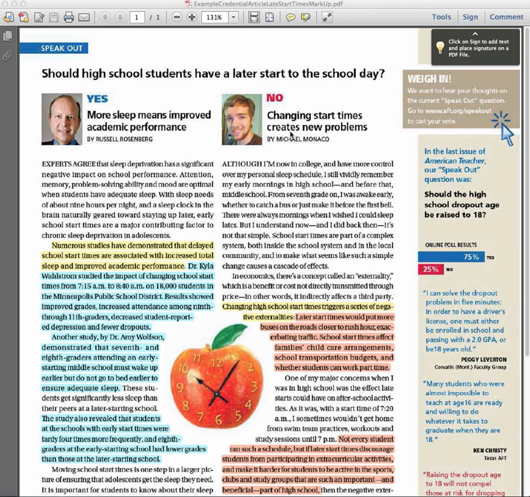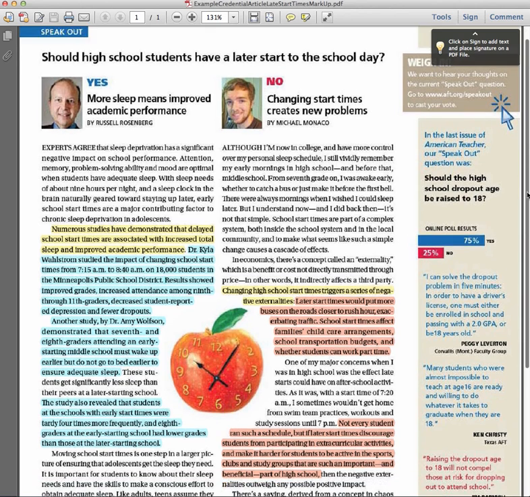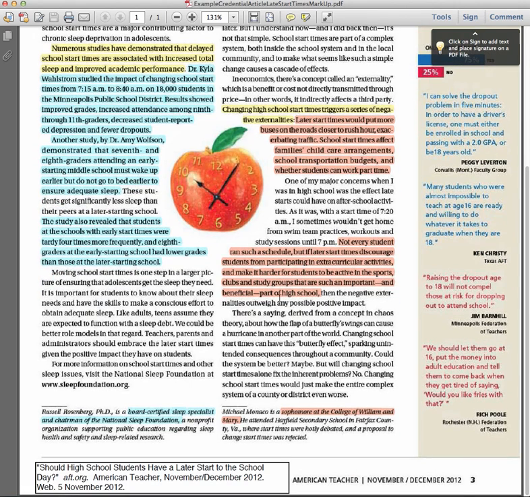I'm going to scroll down on this page and just show you, I've got his credentials down here highlighted. Remember, credentials now means that background training, his qualifications. It says he holds a PhD. He is a board-certified sleep specialist and chairman of the National Sleep Foundation, and that's a nonprofit organization supporting public education regarding sleep, health, and safety.